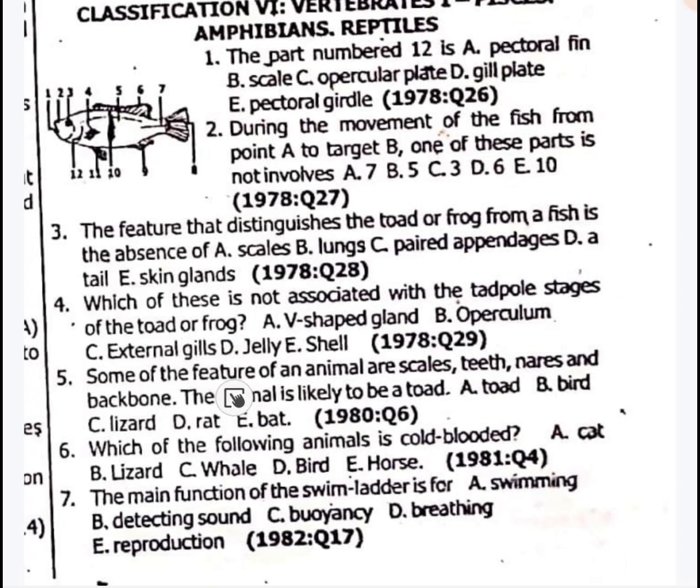Question 5, some of the features of an animal are scales, teeth, nails and backbone. The animal is likely to be a lizard. The reason is that rats and bats do not have scales, but they have hair. So the animal is likely to be a lizard. Number 6, which of the following animals is cold-blooded?